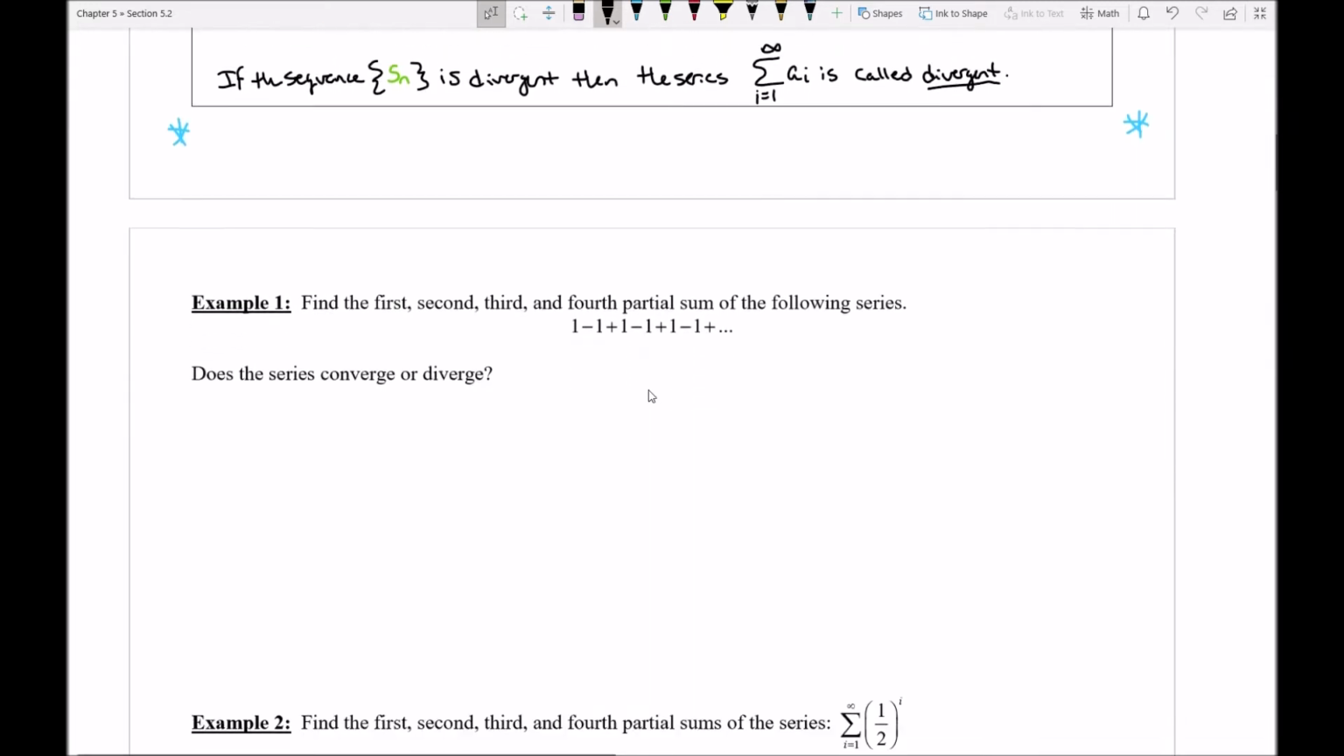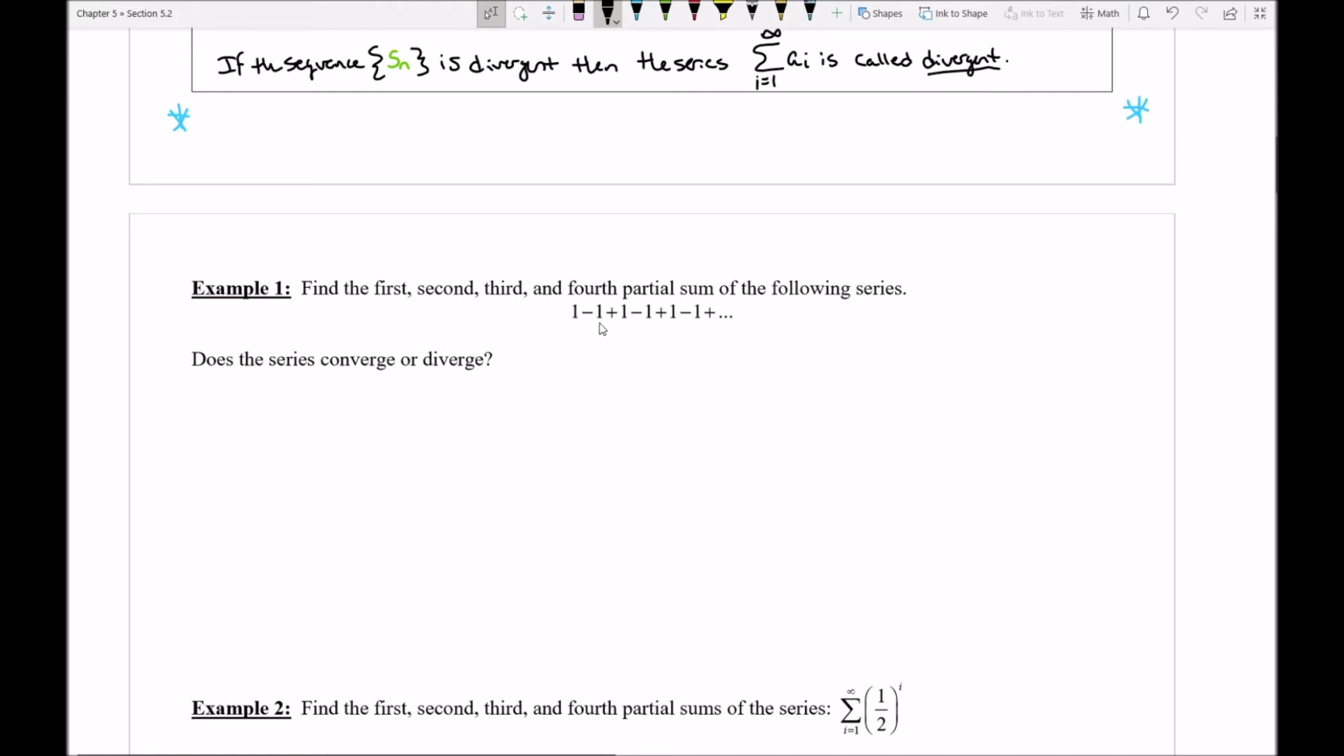Let's take a look at how this works down here in example number 1, when we look at this infinitely long addition problem. Notice this is the addition problem of 1 plus a negative 1, plus a positive 1, plus a negative 1, plus a positive 1, plus a negative 1, just on and on for the rest of time. So does this series actually converge? What does it converge to? Does it add up to be something?